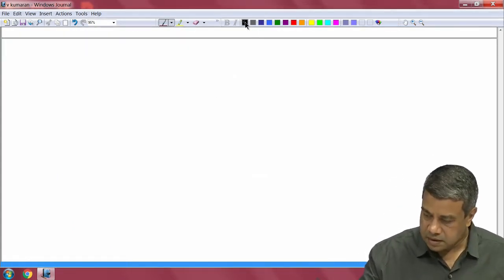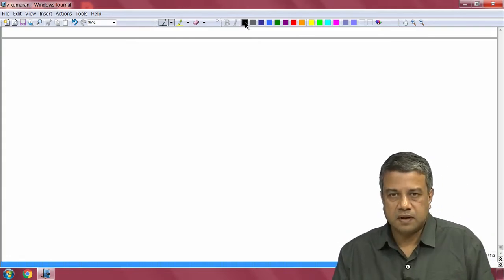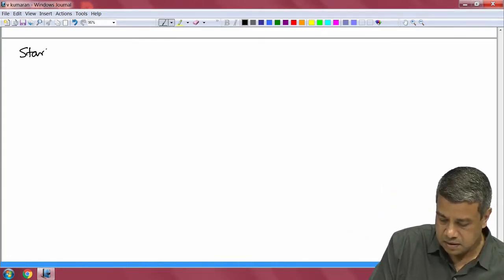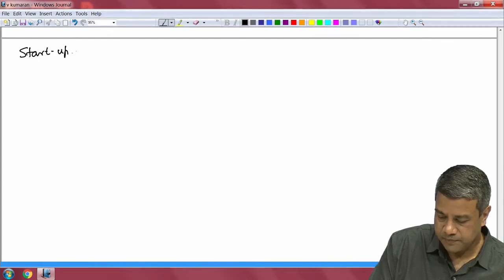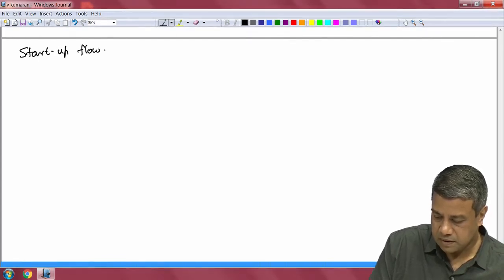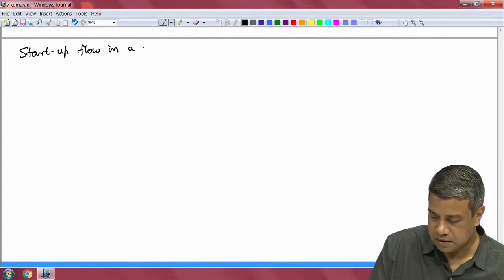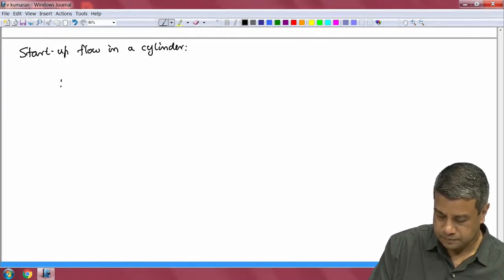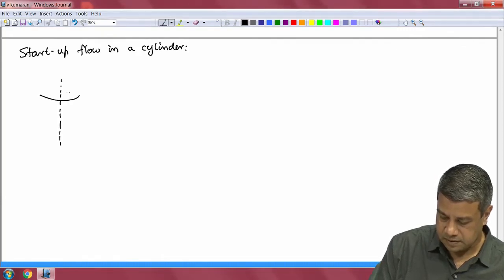We will consider another example of separation of variables, that is the startup flow in a cylinder. So, I have a cylinder.